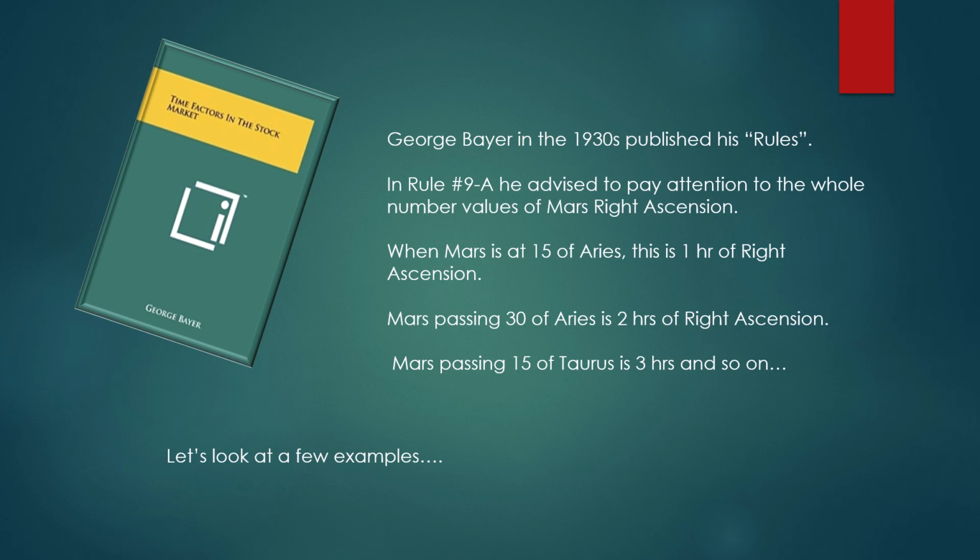So what Bayer said in his rule number 9A is to just focus on the whole number, integer amounts of right ascension. Focus on Mars being at 1 hour, 2 hours, 3 hours, 4 hours, 5 hours, 6 hours, 7 hours of right ascension. Anytime it's at one of those whole number values, something is going to happen. It could be a swing bottom, it could be a swing top. The trend, whatever it is, could suddenly go sideways. There could be a gap up in the price, or a gap down. The existing trend, whether bullish or bearish, could suddenly gather a whole lot of momentum and really get going in a meaningful way. Something is always going to happen when Mars is at these whole number right ascension points. Let's look at a couple of examples.